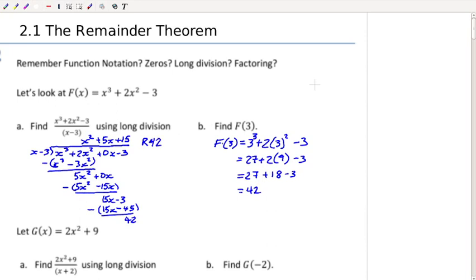And what do you notice when we plugged in f of 3? Well, we got 3 cubed plus 2 times 3 squared minus 3 is 27 plus 2 times 9 minus 3, is 27 plus 18 minus 3, is 42. Hang on a second. What we got here? We got a 42 here, and we got a remainder of 42 here. Coincidence? Don't think so. We're looking at f of 3, and this happens to be divided by x minus 3. Let's see if we can do a couple more and find a pattern.